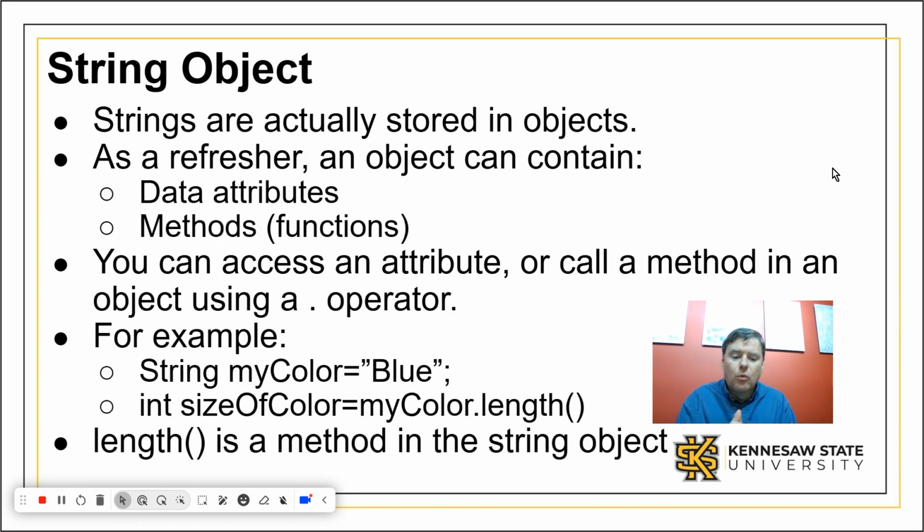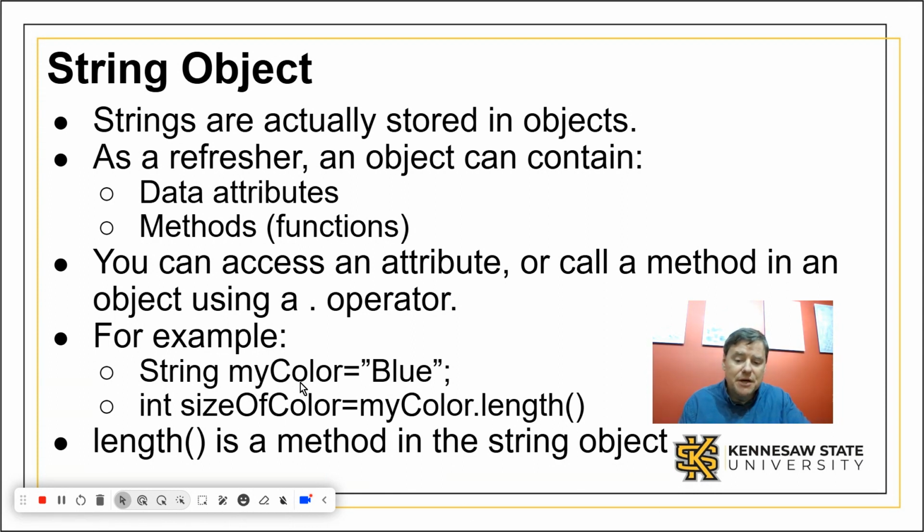Once you have a string, what can you do with it? Well, they're stored in objects, and an object can have attributes and it can have functions. You've seen this in Python where you were able to build a class and then have variables. It works a little differently in Java, but they were there. You're also allowed to have functions or methods inside of the class, and that's what we are going to do in Java. You can access an attribute or call a method using the dot operator. Again, this is something you've seen before.